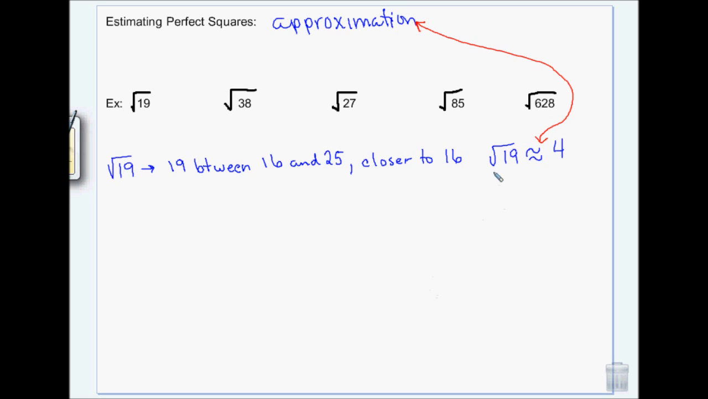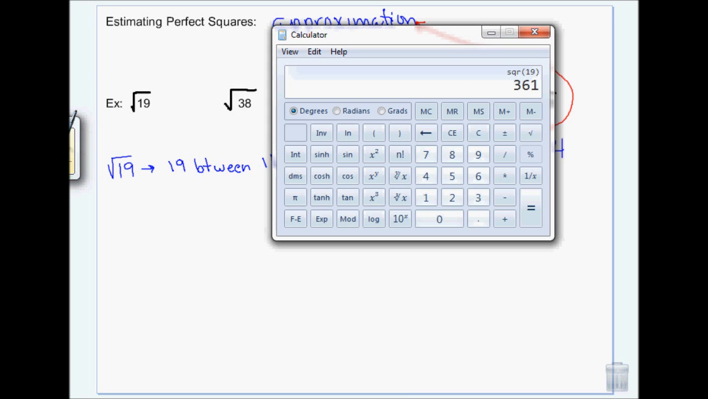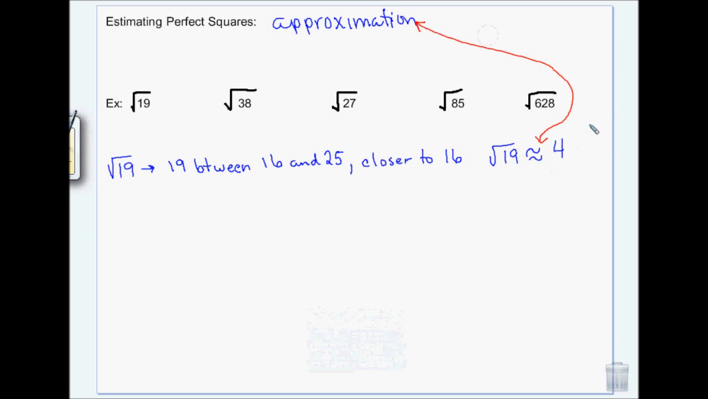Now you couldn't say the square root of 19 is equal to 4 because it's not. So you have to put the squiggle equal. That means it's an approximate, so it's approximately 4. And if you want, we can check it. 19, I take the square root, it's 4.35. So it's approximately 4.